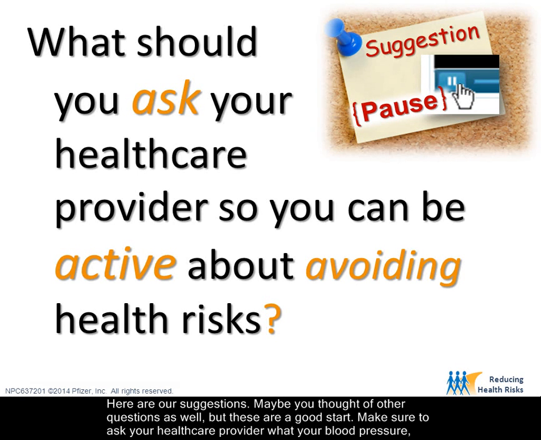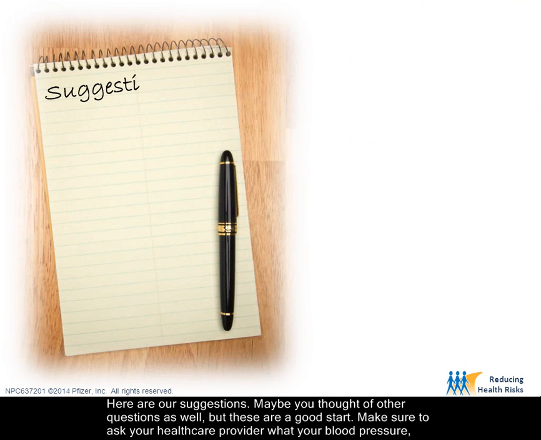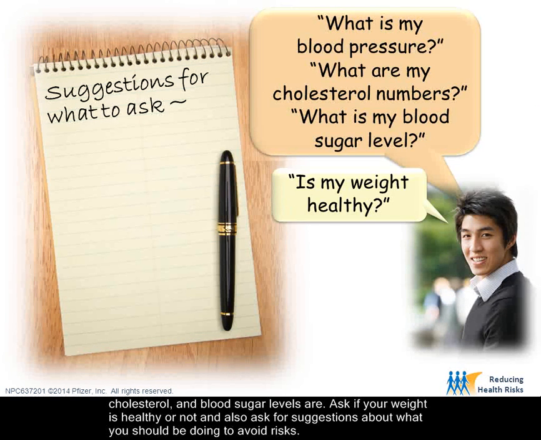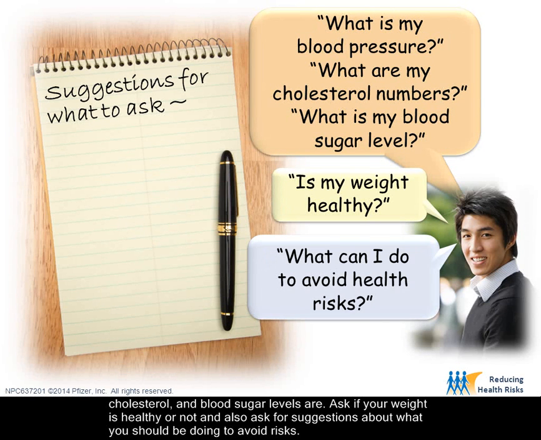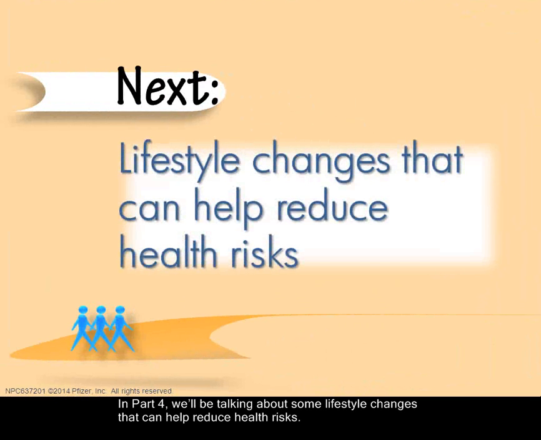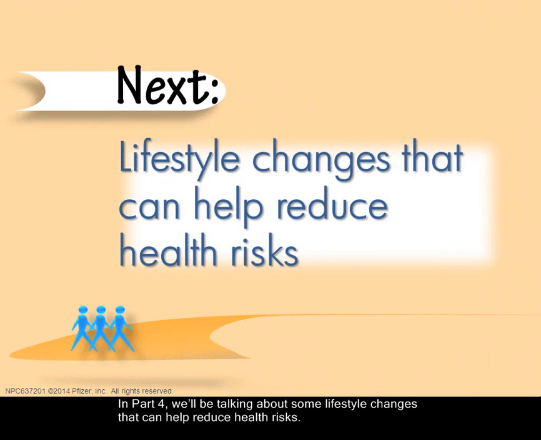Here are our suggestions. Maybe you thought of other questions as well, but these are a good start. Make sure to ask your healthcare provider what your blood pressure, cholesterol, and blood sugar levels are. Ask if your weight is healthy or not, and also ask for suggestions about what you should be doing to avoid risks. In Part 4, we'll be talking about some lifestyle changes that can help reduce health risks.